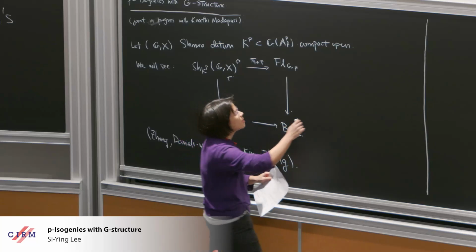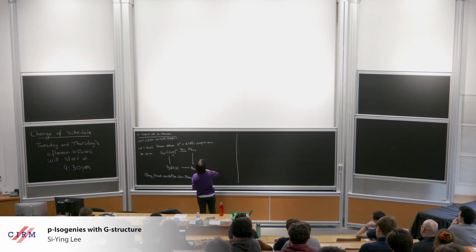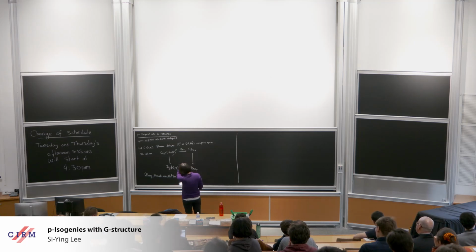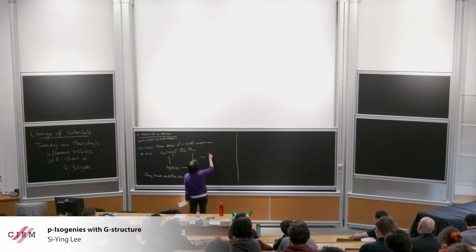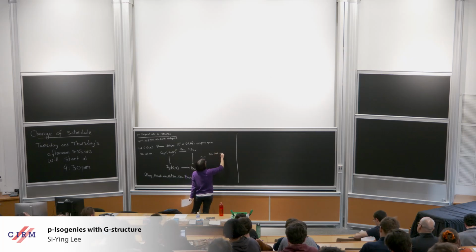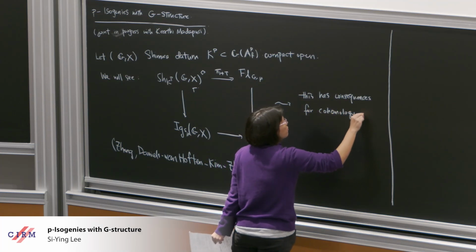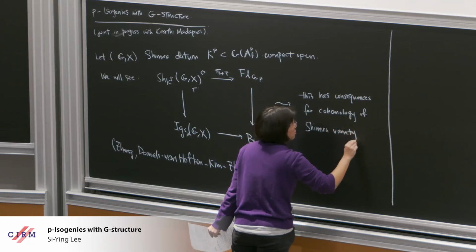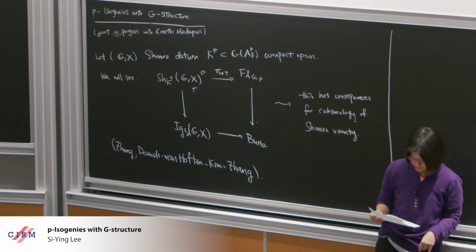The motivation of this is that, as you will see tomorrow, with this diagram, together with the geometric local Langlands correspondence, we've proved very interesting results about the cohomology of the Shimura variety. So this has consequences for the cohomology of the Shimura variety. That's all I'm going to say about this; the motivation comes from tomorrow's talk.